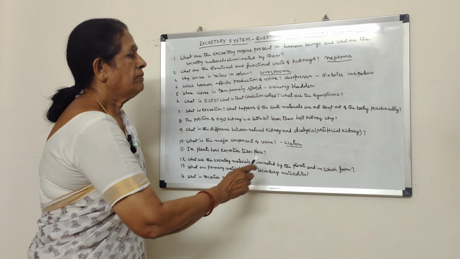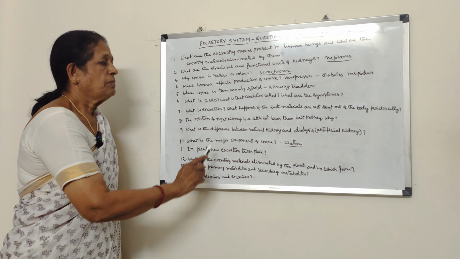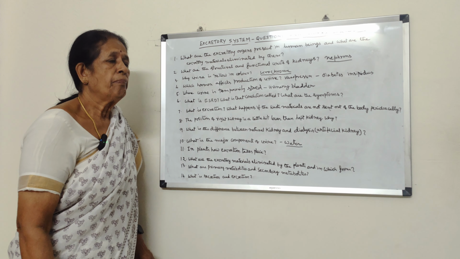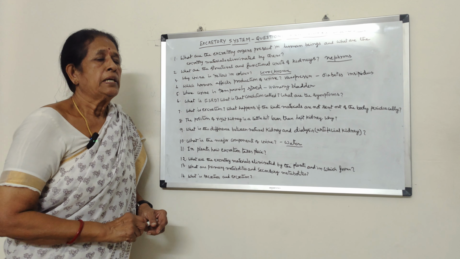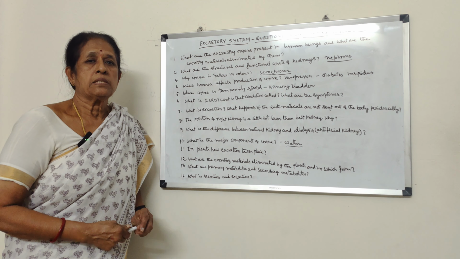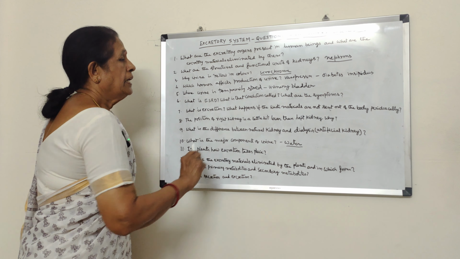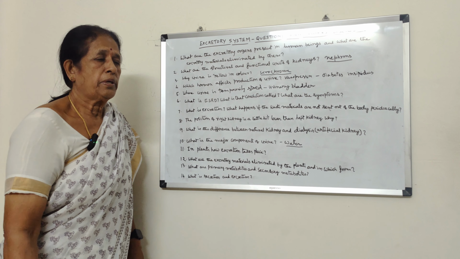What happens if the waste materials are not sent out of the body periodically? If the waste materials are not sent out of the body periodically, that is time to time, these waste materials get accumulated, they get collected in the body, they become poisonous or toxic, that will lead to the death of the person. That is why the waste materials are to be removed from the body time to time.